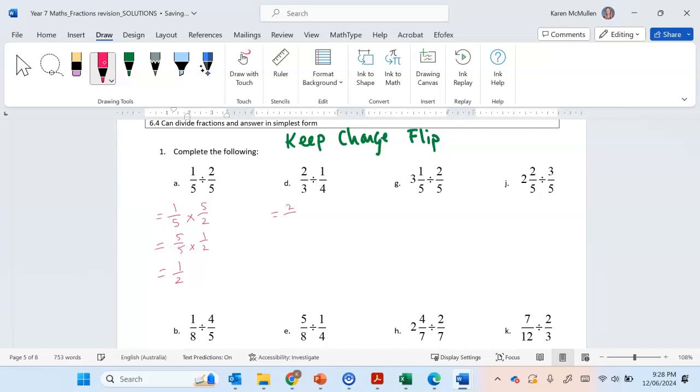So remember, we keep the first fraction as it is. We change the division sign to a multiplication sign and we flip. So 1 over 4, the reciprocal is 4 over 1. Changing them is not going to make any difference. So my top is going to be just 2 times 4 and my bottom is going to be 3 times 1. So 2 times 4 is 8 and then 3. Now it is an improper fraction, so let's just convert it to a mixed number. So 3 goes into 8 twice with 2 remaining. So 2 2/3.